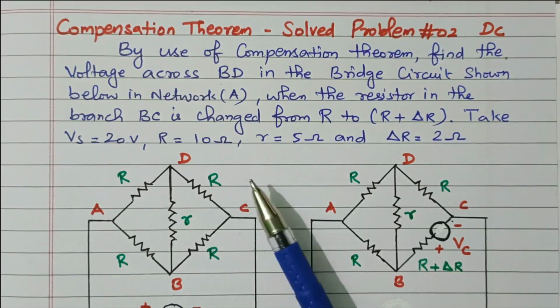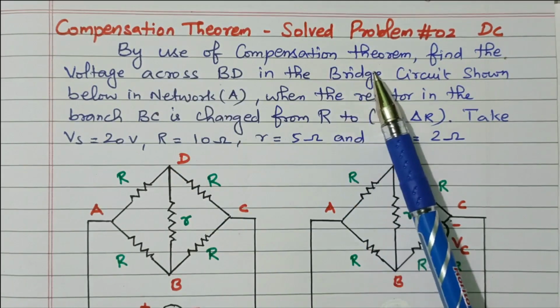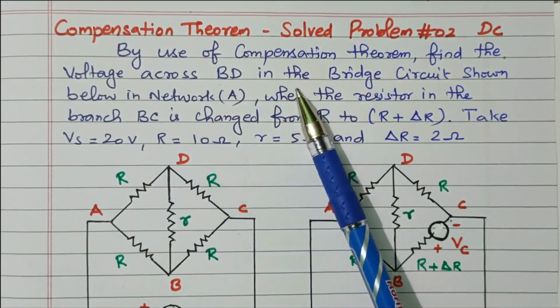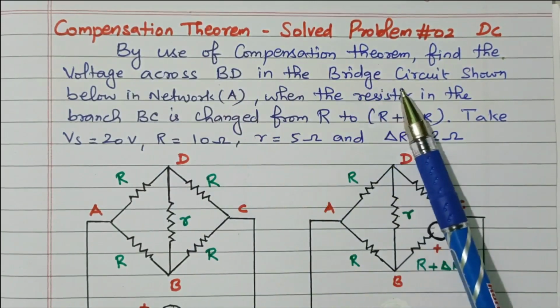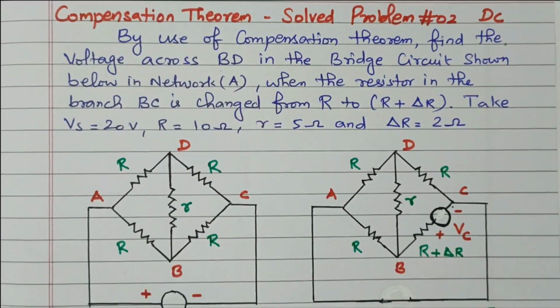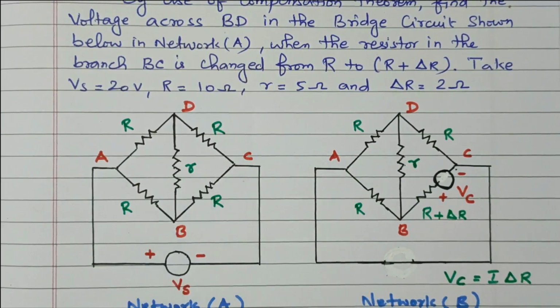Now we'll go to the topic. The given problem is: by use of the compensation theorem, find the voltage across BD in the bridge circuit shown below in the network A. Let's see the network A. So this is the network A that is given.